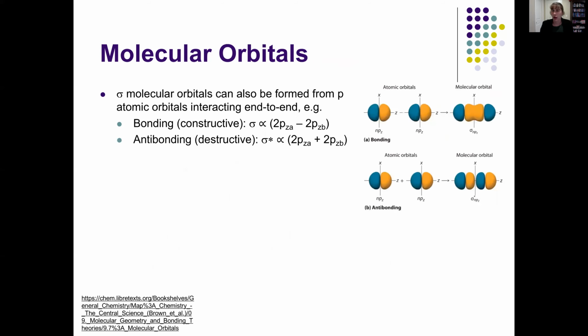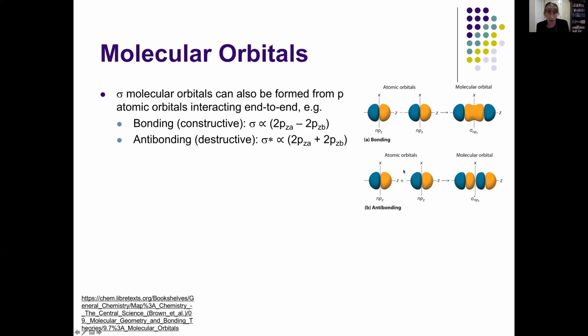Moving on, we can talk about what happens if we have p orbitals in a molecule. So we can also form sigma orbitals from p orbitals. In that case, they need to interact end to end. So if you have one hydrogen, nitrogen, or oxygen atom here with a p orbital. So this is our internuclear axis, so that these are interacting end to end. Again, we can have our p orbitals interact in either a bonding fashion or an anti-bonding fashion.